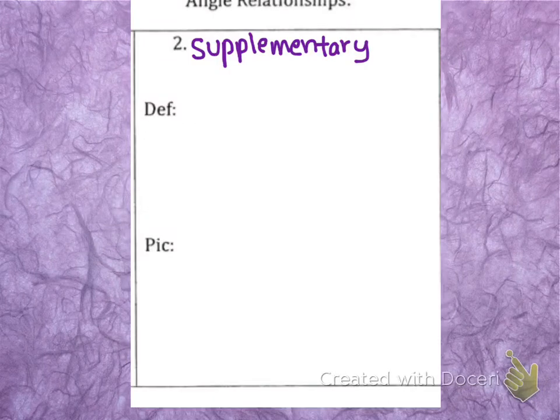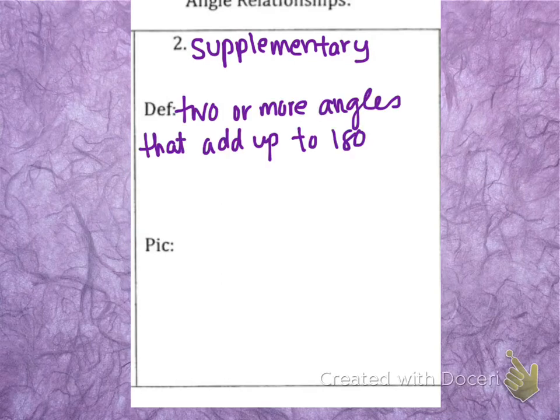The next angle relationship we need to focus on is supplementary angles. Again, that was in the previous notes, so you could have those out. Think about that definition. Supplementary angles are two or more angles whose measures add up to 180 degrees. And we can draw a picture of that.